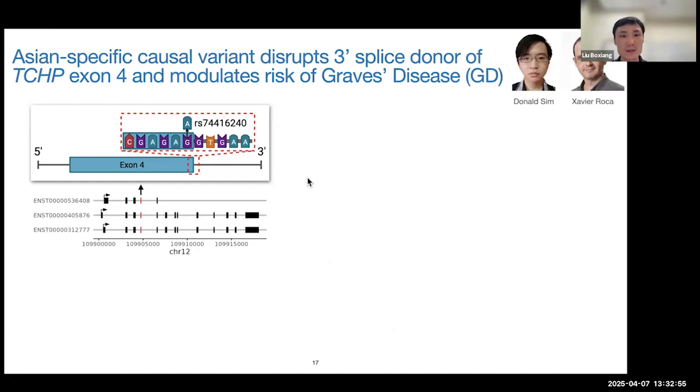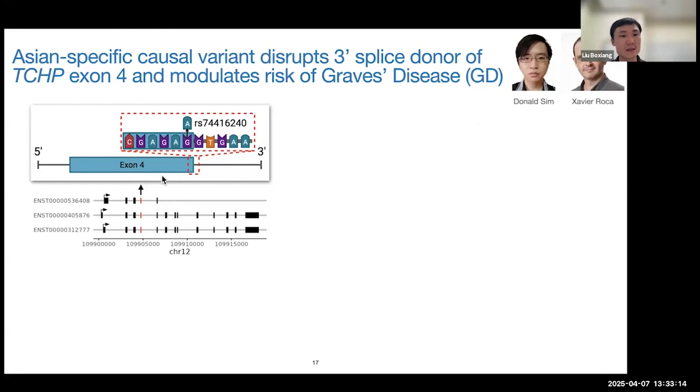The next thing we did is validate the genetic effect of this variant, rs744. Here I want to highlight two of our wonderful collaborators, Donald Sim and Xavier Roca. They're experts in the splicing field, and they helped us perform this minigene test.